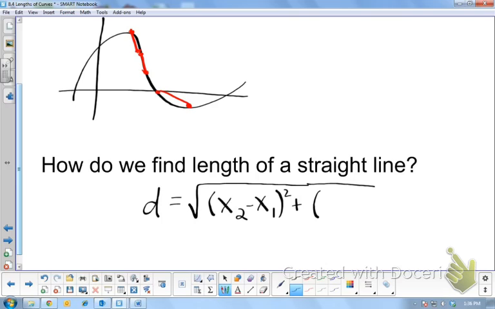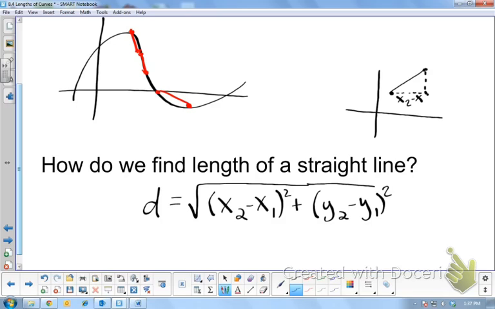Plus y2 minus y1 squared, which is really just the Pythagorean theorem. It's a form of the Pythagorean theorem. Just a side note, if we have 2 points, the way they found this was they connected them to make a triangle. If this point is x1, y1, and this is x2, y2, find the distance x2 minus x1, find the distance y2 minus y1. We're just finding the hypotenuse of the triangle.